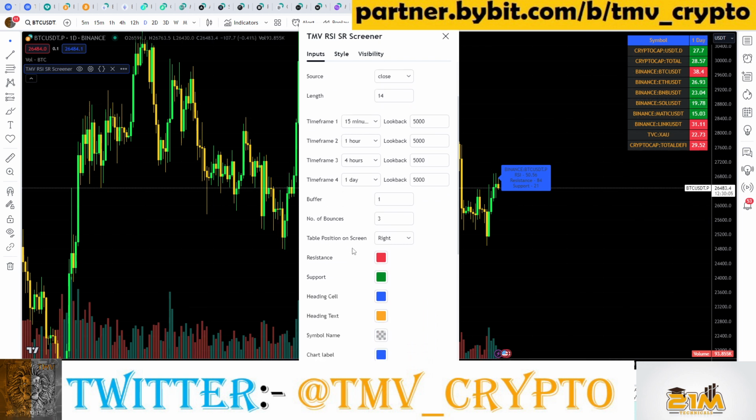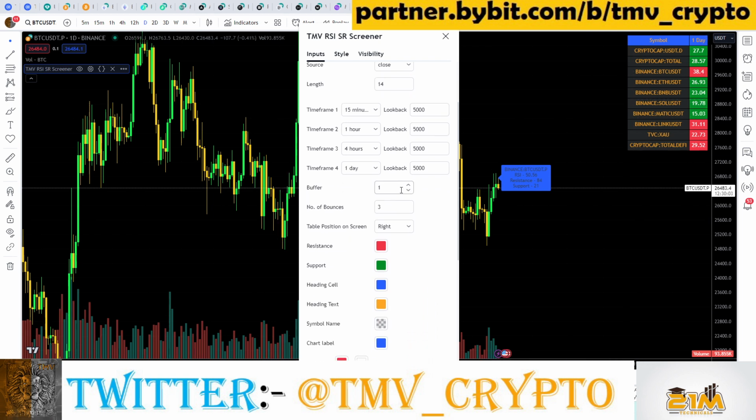Okay, buffer. So what do I mean by buffer? Let's say your major support, a big wick happened on RSI at the 22 level. But not necessarily will the next bottom be at 22. It can be at 23. It can be at 20 as well. So with every one number of the buffer, it means that it's going to add 1% above the support and 1% beneath the support, and it's going to form a small range.